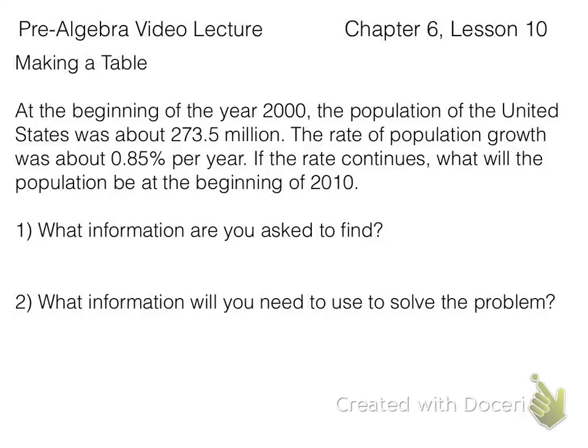All right, so here's our example problem. At the beginning of the year 2000, the population of the United States was about 273.5 million. The rate of population growth was about 0.85% per year. So this is less than 1% per year. All right, so it's not increasing very much, but it is still increasing. If the rate continues, what will the population be at the beginning of 2010?